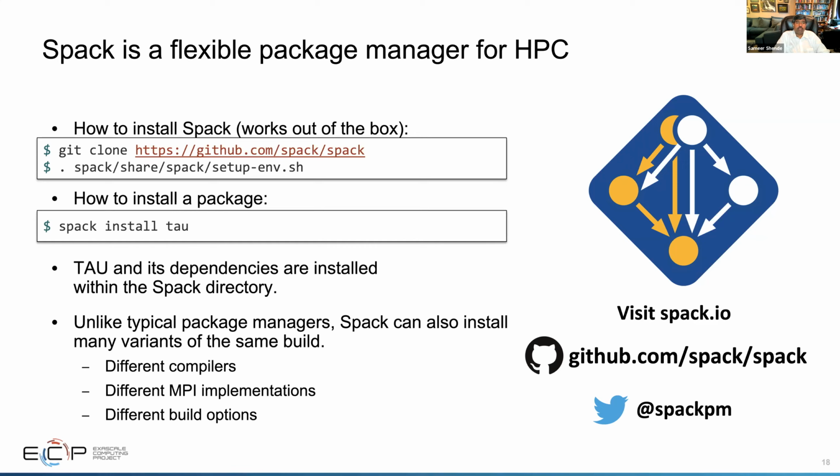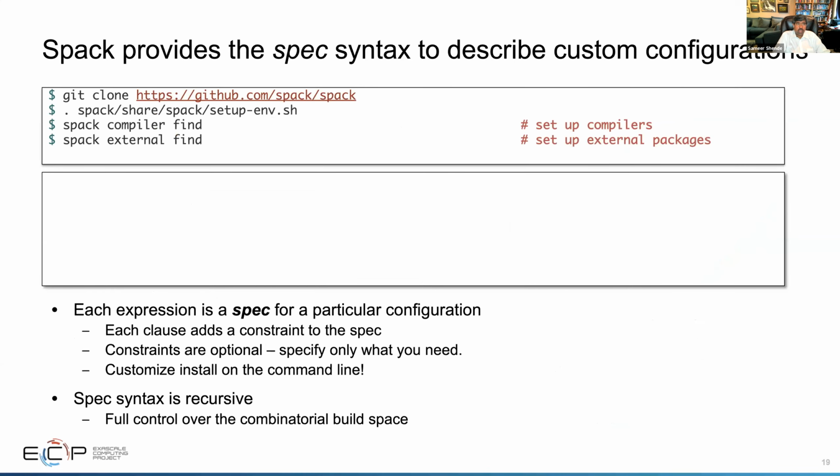You can target multiple compilers. You could say, please install TAU with the LLVM compiler, or with the GCC compiler, or with the Intel compilers. And you can have different MPI implementations, whether it's Intel MPI or OpenMPI or MPICH, and then different build options. Now, how does that look? Well, when you clone your Spack and set up your environment script, I recommend that you do a spack compiler find to set up the compilers.